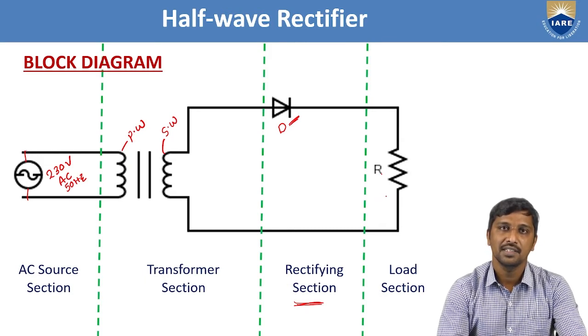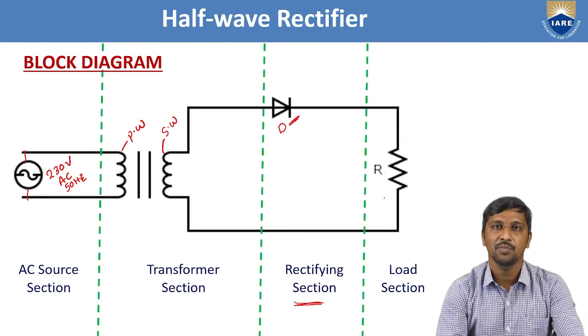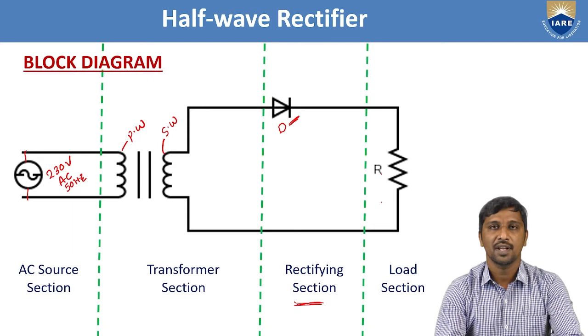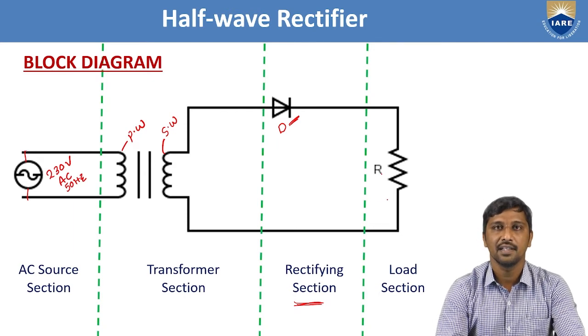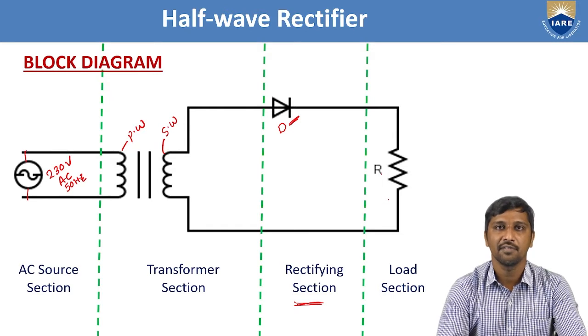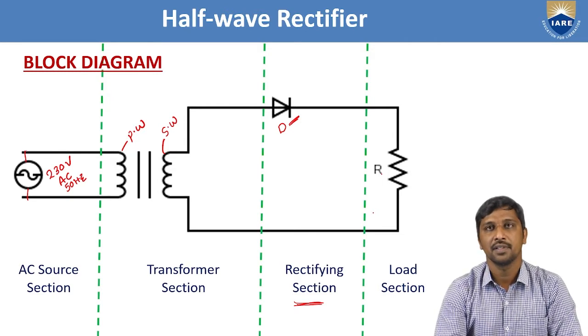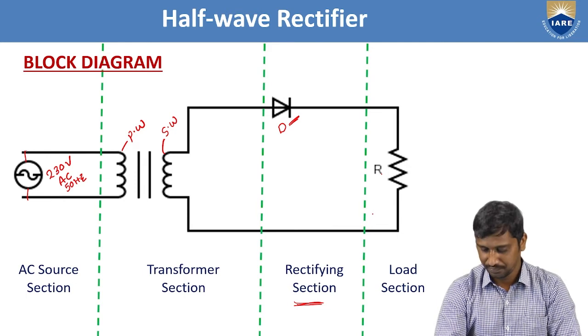It is called a half-wave rectifier because it allows only one portion, either the positive portion or the negative portion, of the given analog input signal or AC signal. We need to observe that. From that response, we can say that the circuit acts as a half-wave rectifier. Now we'll see the operation of the half-wave rectifier.